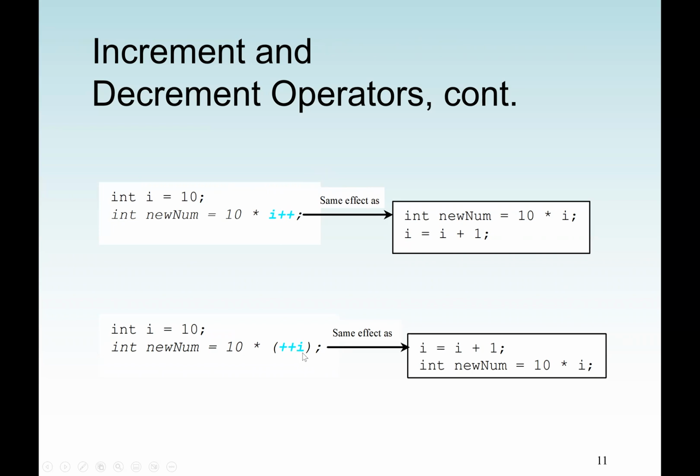Or if we say plus plus I, it means increment I by 1 first, and that is the answer you get before you multiply by 10. So there's a difference between I plus plus and plus plus I. Again, I plus plus means post-increment: do something with I first. In this case, I'm going to multiply 10 times I, then increment I by 1. Pre-increment means increment I by 1 first, then multiply by 10.